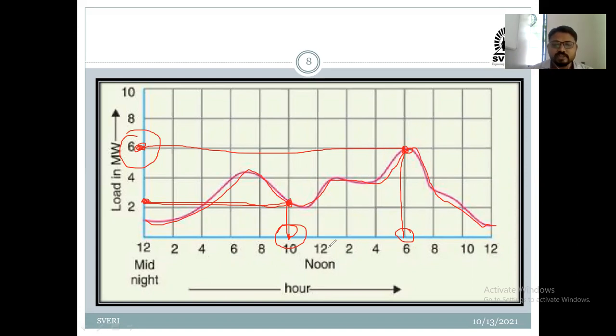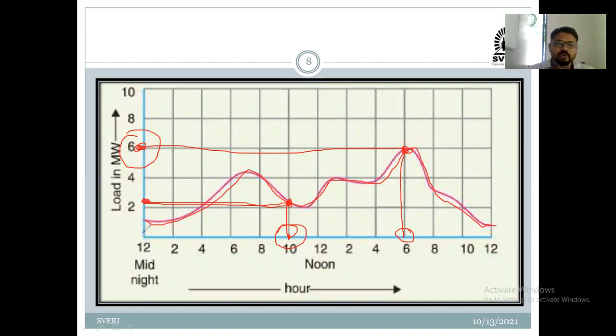Now, here we have taken one day, 24 hours, which means this is the daily curve. But if I have to plot the weekly curve, मला काय करायचंय? Weekly curve मला find out करायचं.